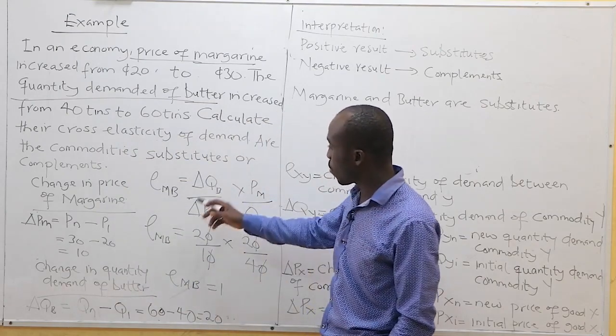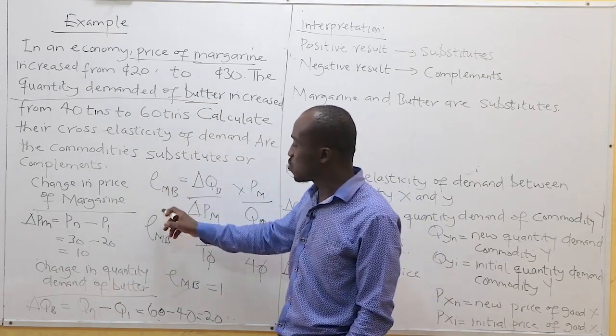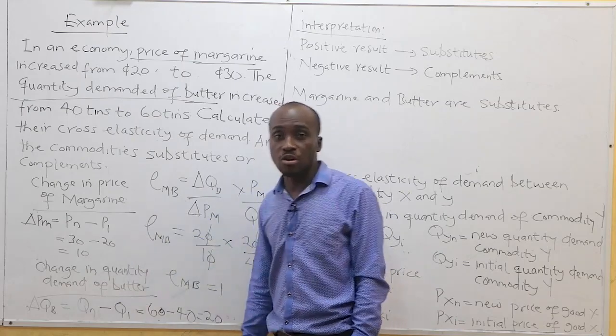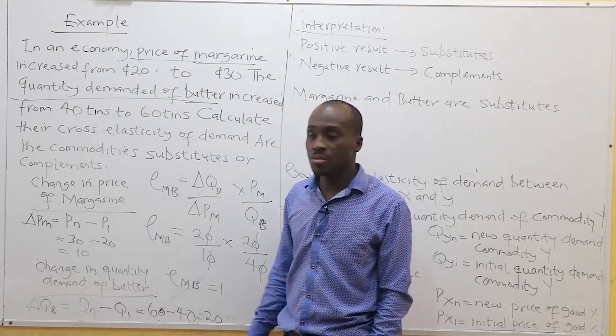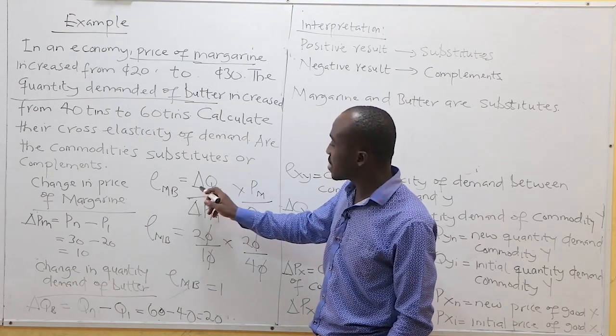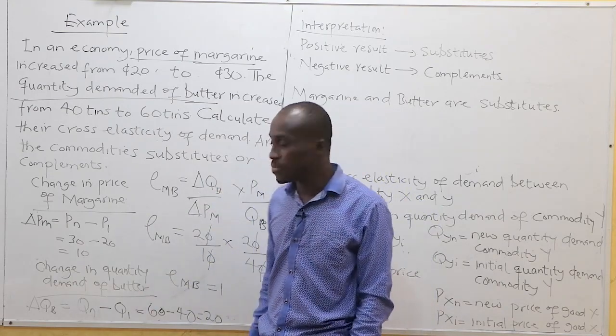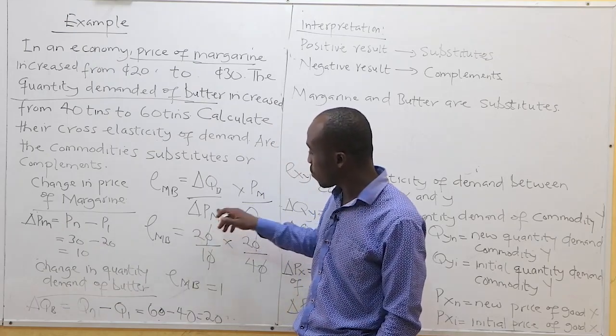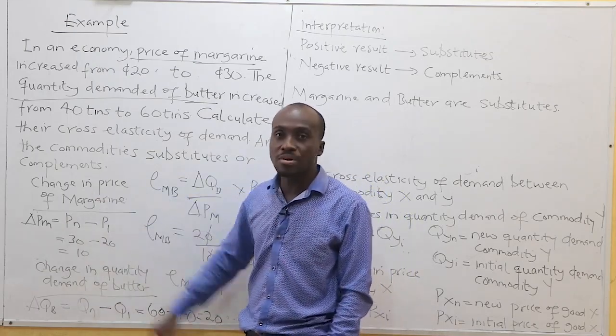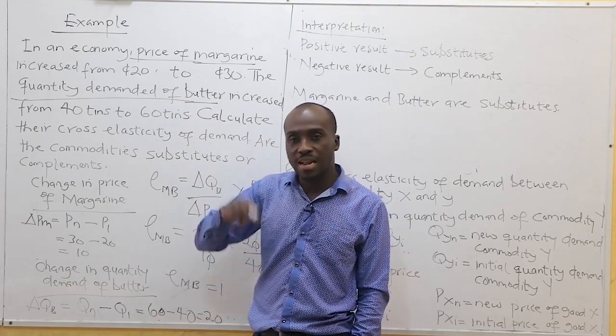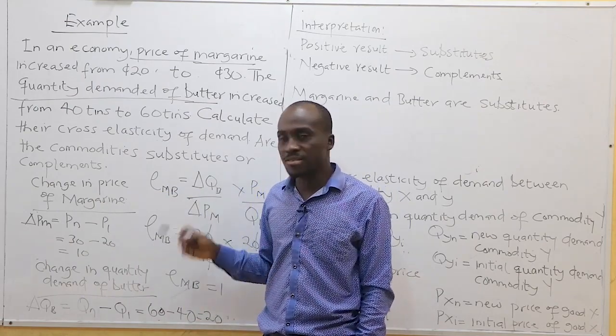So if you come to the formula, the cross elasticity between M and B, or B and M, fine, it's the same thing. That's the change in the quantity of butter, because the butter experienced a change in quantity, over the change in the price of margarine, because the change in price happened in margarine. If the question was the other way around, you would change it. But that's how the question is.